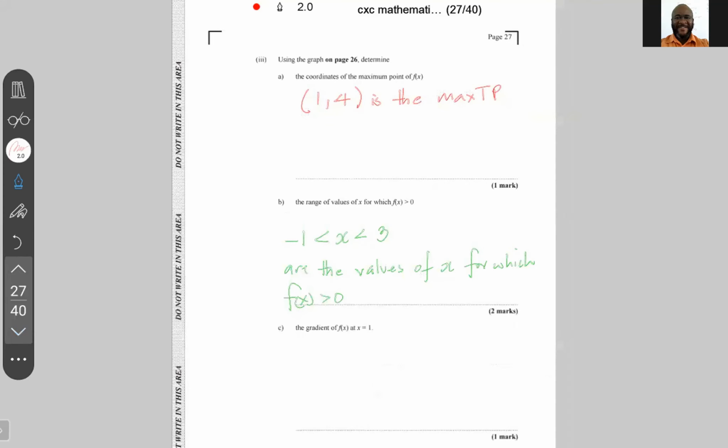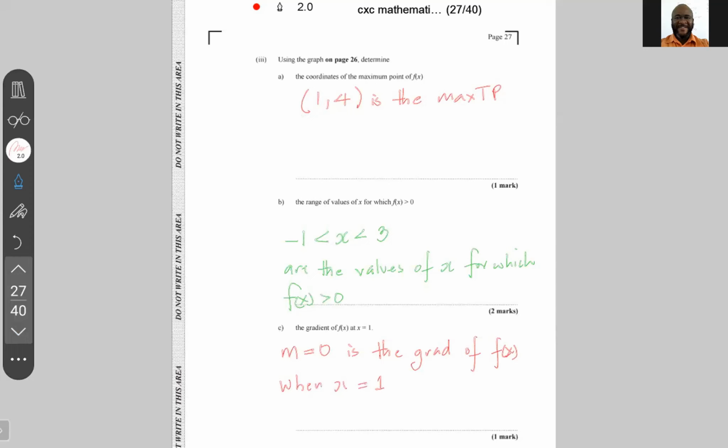So the answer here is m equals 0, the gradient of f of x when x is equal to 1.